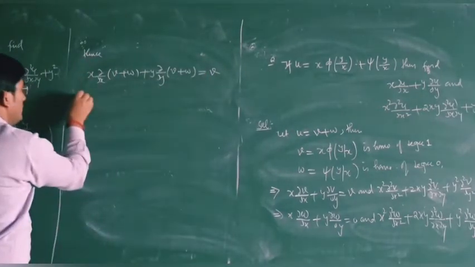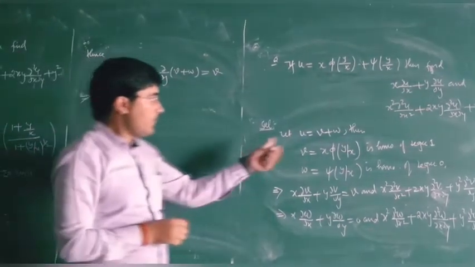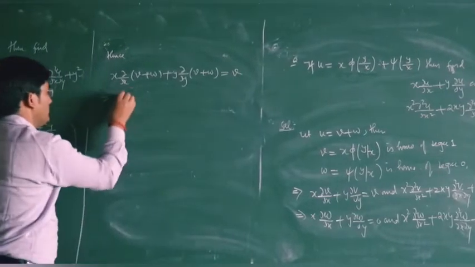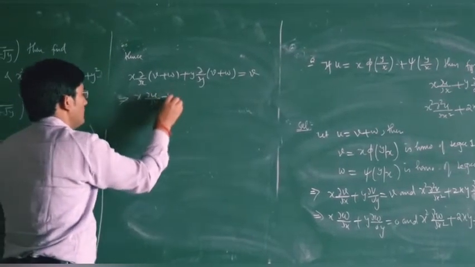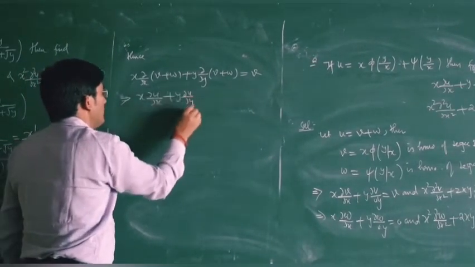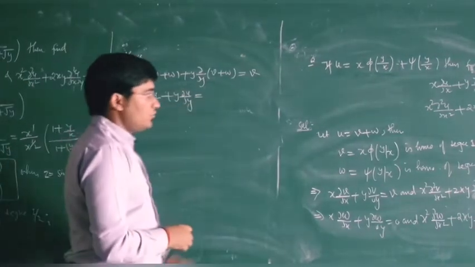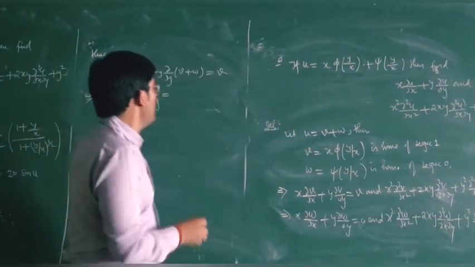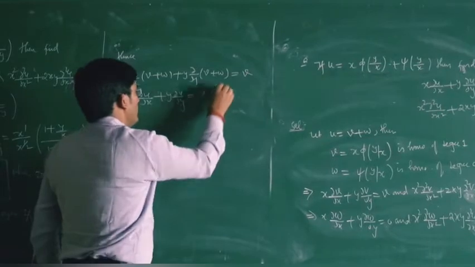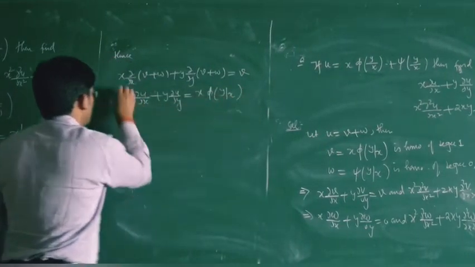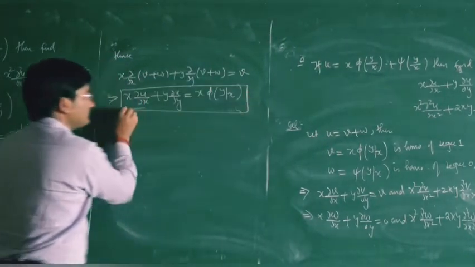So now v plus w is u. So x del u upon del x plus y del u upon del y equal to v, and v is this x into phi of y upon x. So this is the solution of the first part.